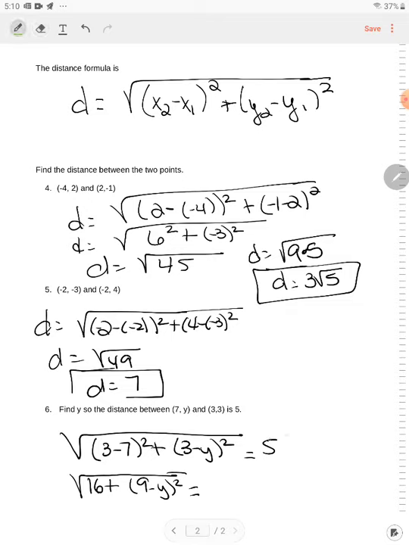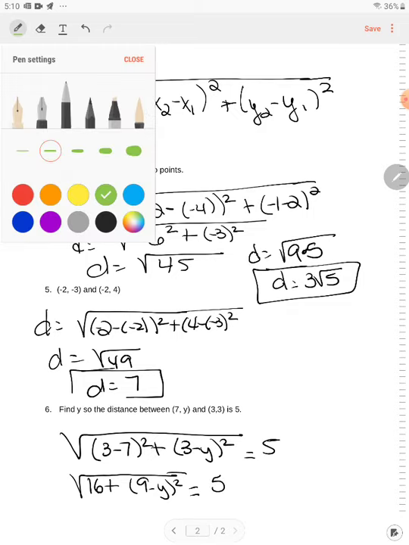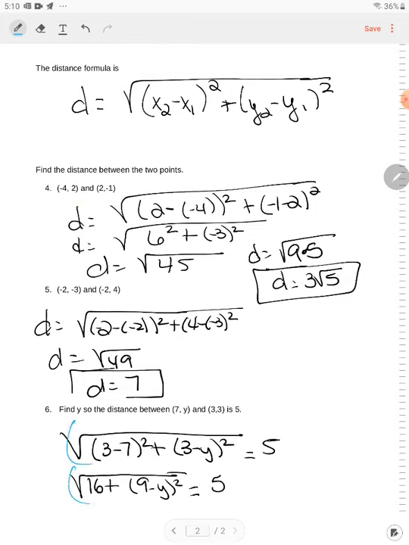Equal to 5. And then what we want to do is we want to square both sides. So I'm going to, right here, square both sides. And the reason we're squaring both sides is to get rid of the square root. So we now have, we'll do the math right up here, 16 plus 3 minus y quantity squared equals 25. Subtract 16. 3 minus y squared is equal to 9.